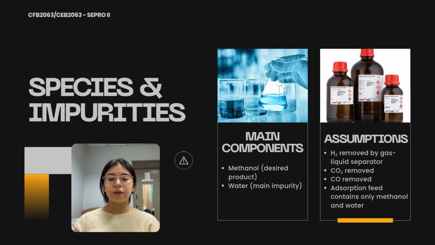First, we identify the chemical species present after the reactor. Methanol is the desired product while water is the main impurity formed during the hydrogenation reaction. Although hydrogen, carbon dioxide, and carbon monoxide may still exist after the reactor, they are assumed to be completely removed by the gas-liquid separator before entering the adsorption column. Therefore, the adsorption unit only needs to separate methanol and water, simplifying the purification process.